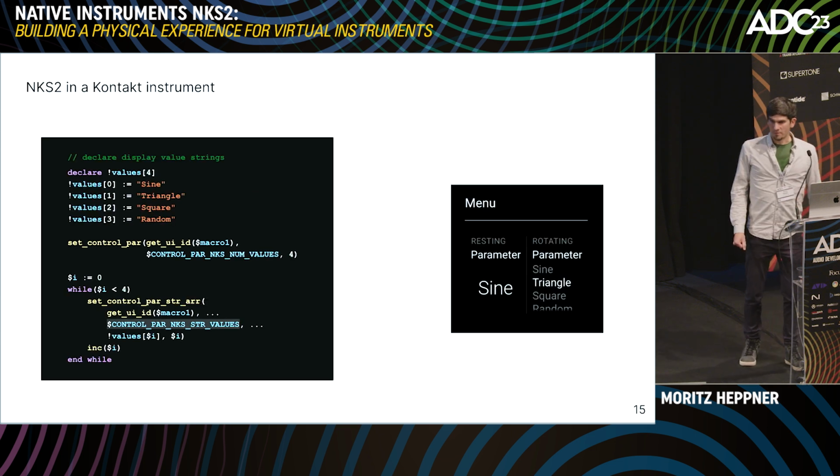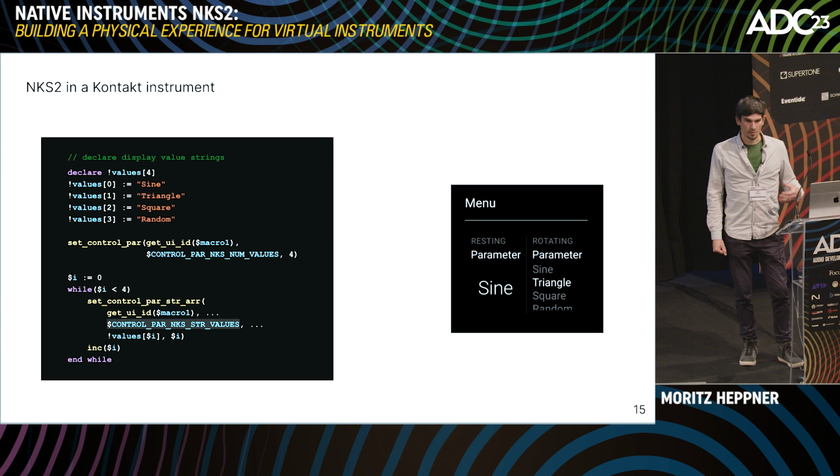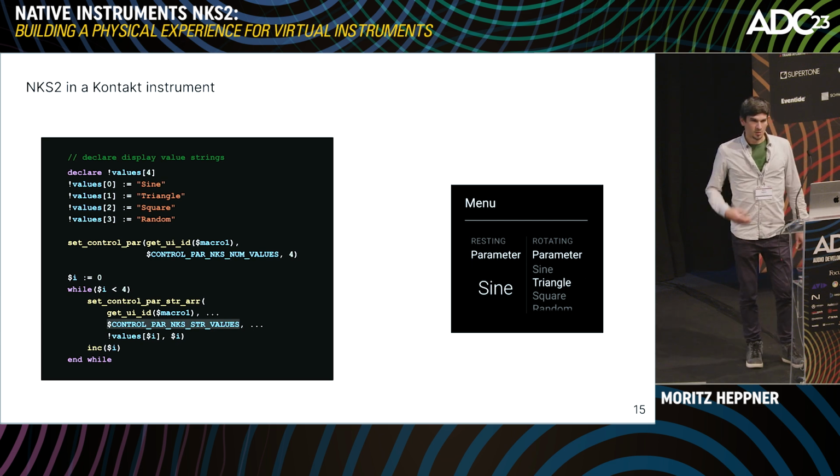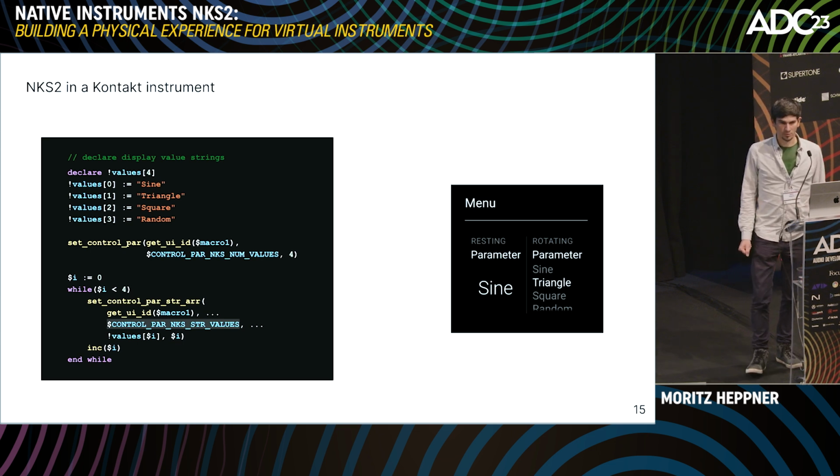You can also redefine the individual value strings of your parameter, and you do that by declaring an array in KSP containing the individual strings. Then you iterate over the array and you assign the individual entries to a control parameter called NKS str values.